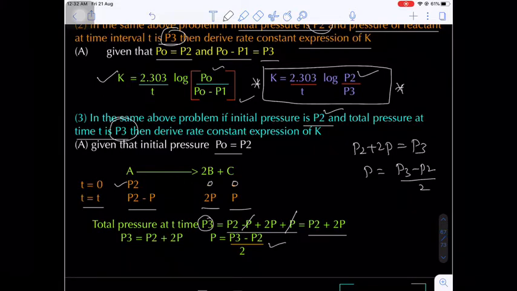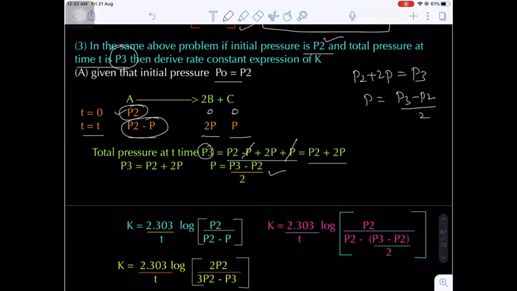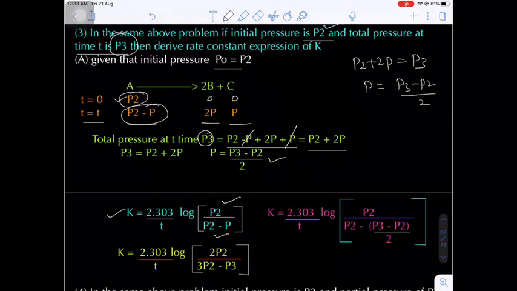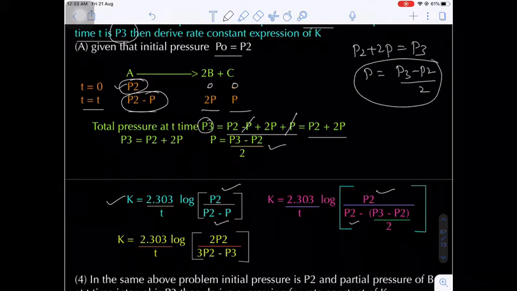Once we know the P value, we can find the P2 minus P value, and the P2 value we know, so we can find the rate constant value. Okay, the rate constant value is equal to 2.303 by T log of P2, that is the initial concentration, and P2 minus P, the concentration of the reactant at a certain time interval T. Okay, P2 value here as it is. And in the denominator P2 minus what is the P value here? P3 minus P2 by 2. P3 minus P2 by 2. The LCM will be 2. So 2 will go to the numerator.